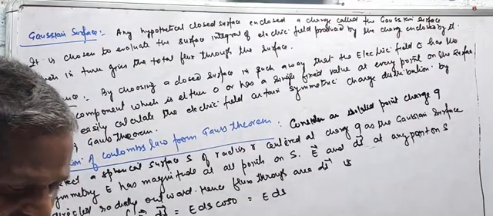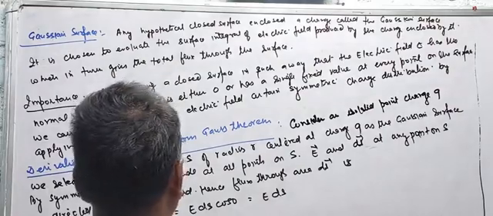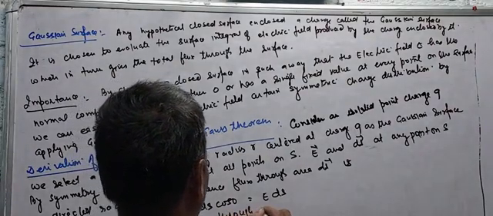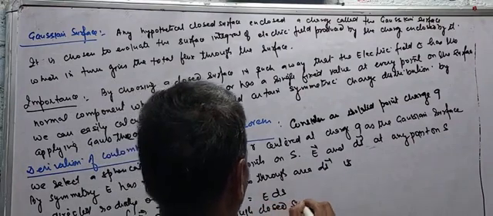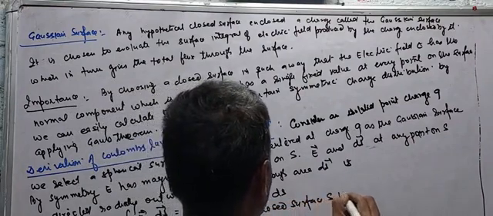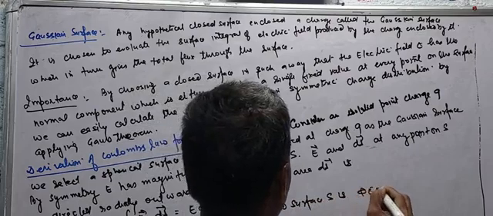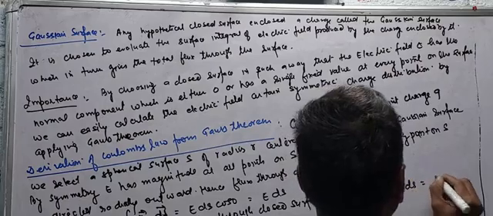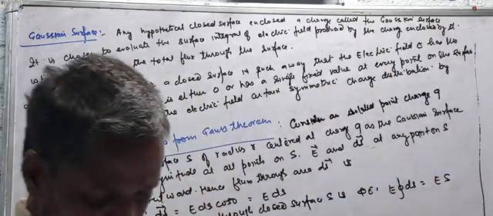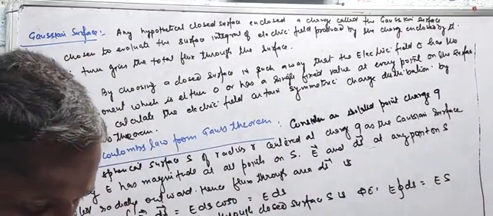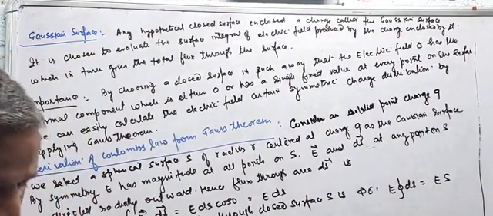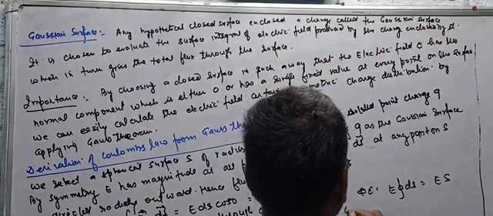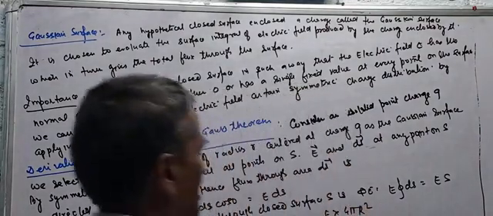Net flux through closed surface S is phi E equals E surface integral dS, that is E S, and S is 4 pi r square, so E into 4 pi r square.